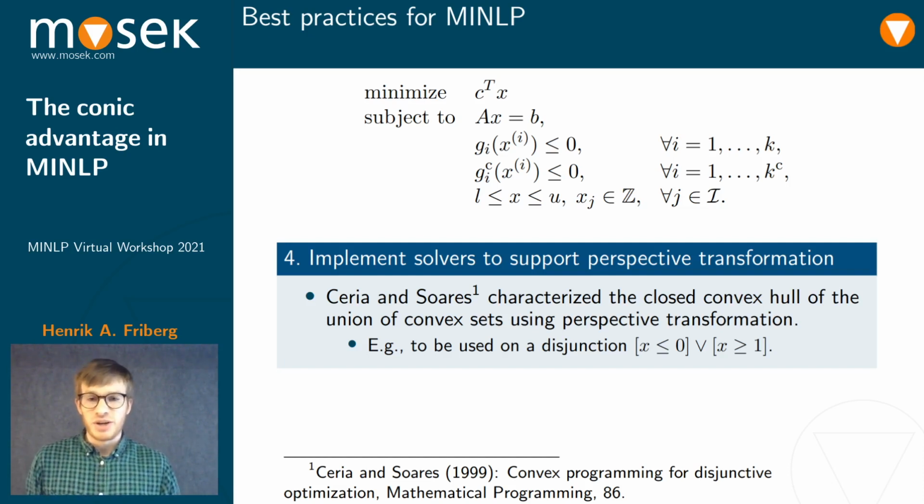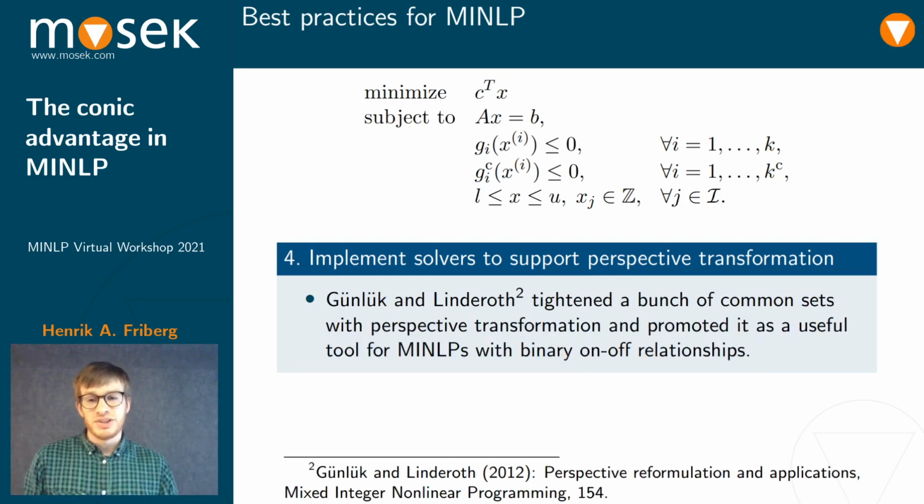So Ceria and Soares characterized the closed convex hull of the union of convex sets using this perspective transformation. And let me just be clear, if you have integer variables, you have unions of convex sets, and you may need the perspective transformation. This may be useful to you. If you're interested in this part, I recommend you look into Günlük and Linderoth, who used it to tighten a bunch of commonly appearing sets, and generally recommended it as a useful tool.